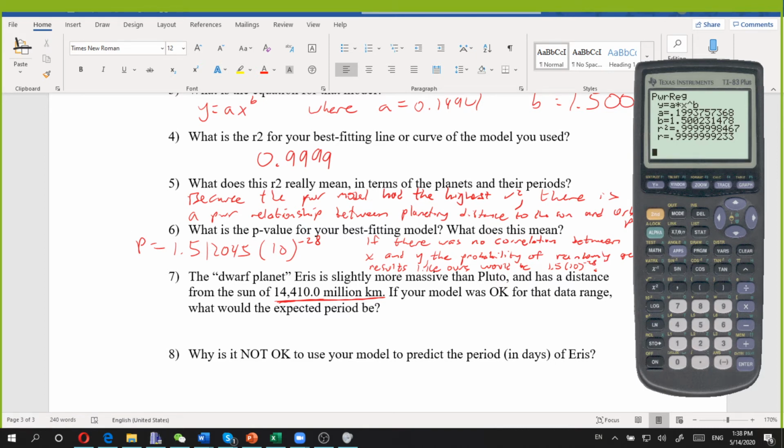Okay, now can you hear me? Okay, I think we've lost Niall. I'm going to jump over to Nikita. Nikita, same question. So if Eris has this distance of 14,410 million kilometers, and that was okay for our model, then what would I do to figure out the period of Eris?